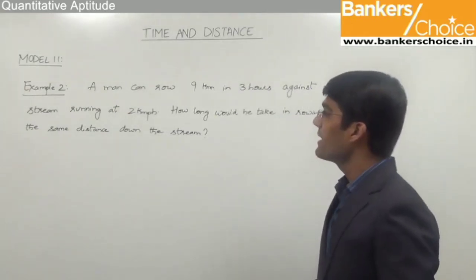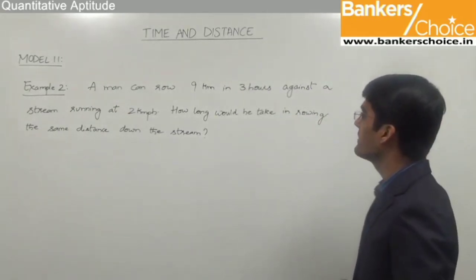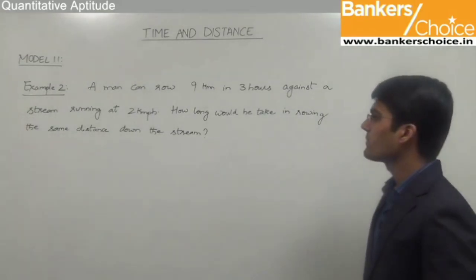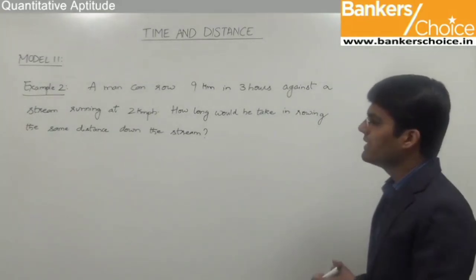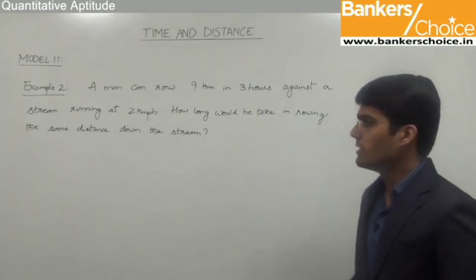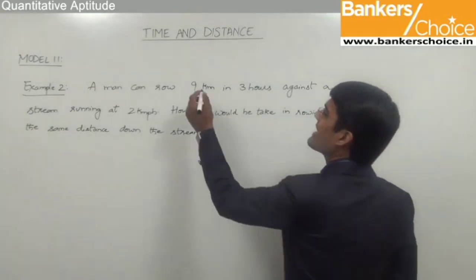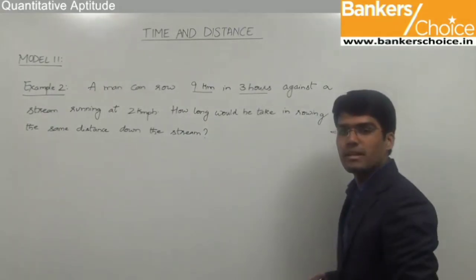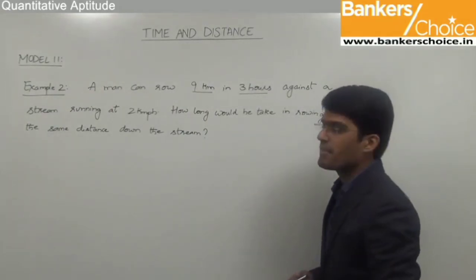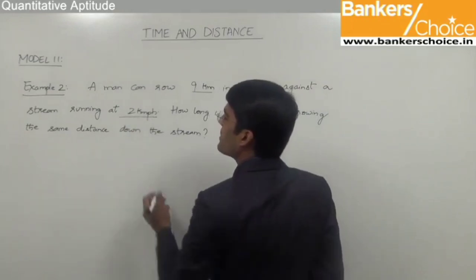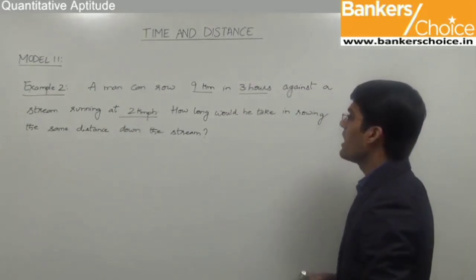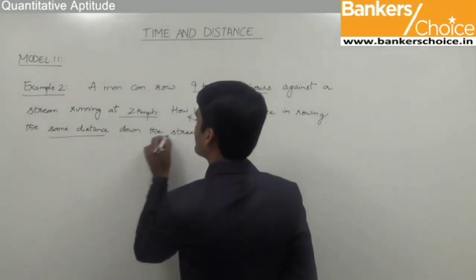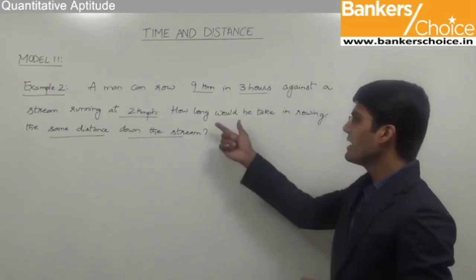The question here is, a man can row 9 kilometers in 3 hours against a stream running at 2 kilometers per hour. How long would he take in rowing the same distance down the stream? So as given in the question, the distance covered by the man is 9 kilometers in 3 hours against a stream. That means he covered this distance upstream and the stream is running at the speed of 2 kilometers per hour. So he has to cover the same distance down the stream and we need to find out the time required to do that.